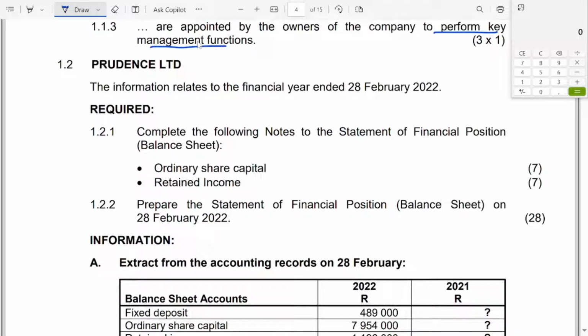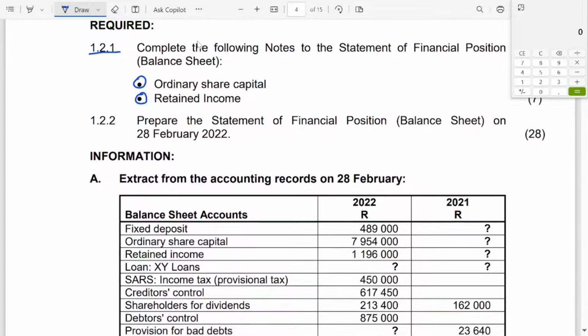The information relates to the financial year end on 28 February 2022. Required 1.2.1. Complete the following notes to the statement of financial position, balance sheet, ordinary share capital, and the retained income. So let's go to the information. Information A. Extracts from the accounting records on 28 February. So meaning that these are the balances at the end of the year. So 2022, these are the balances on 28 February 2022.